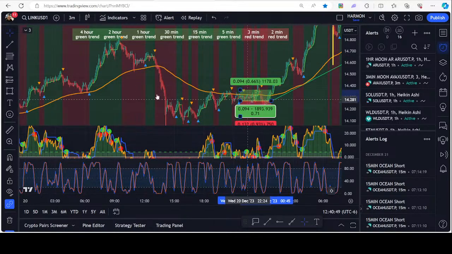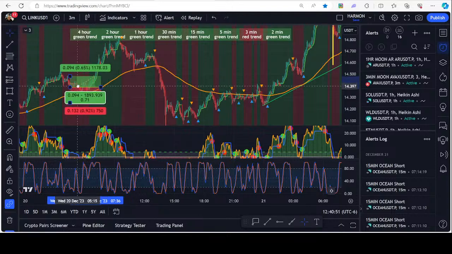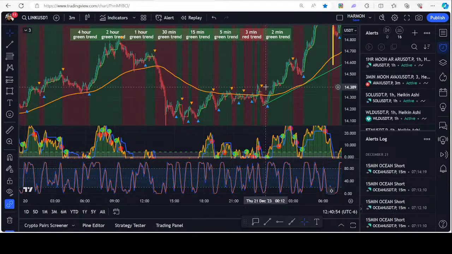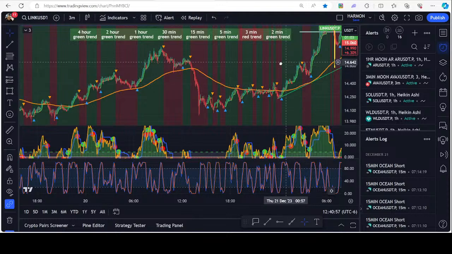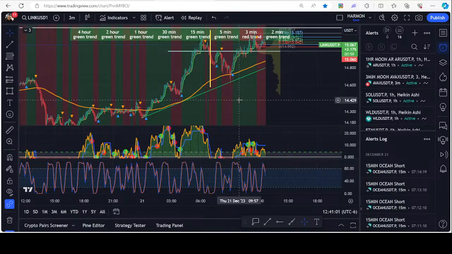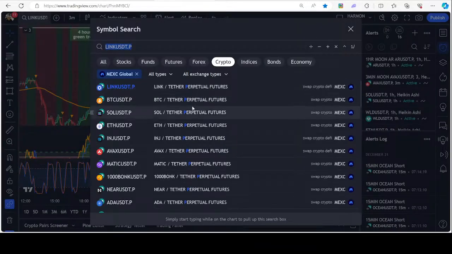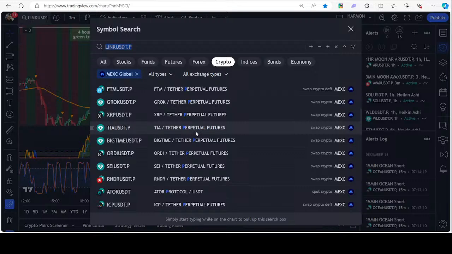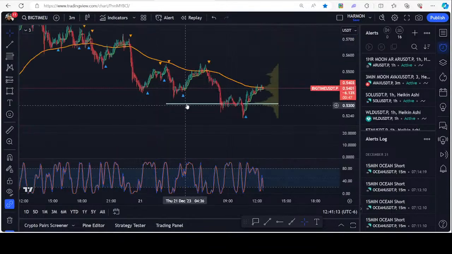So, yeah, if you're doing Chainlink, it would be a little bit different to where you would be playing. I've never even traded Chainlink. I was just trying to find one with a 1 hour crossing. Oh yeah, I wouldn't trade Chainlink. So, go to, let's see. Let's go check out Big Time real quick.